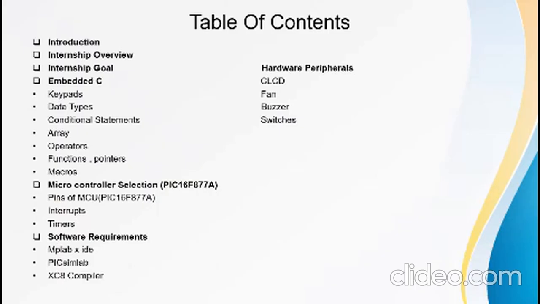First of all we will see the table of contents: introduction, internship overview, internship goal, Embedded C, which covers keypad, data types, conditional statements, arrays, operators, functions, pointers, macros. Microcontroller selection: we will use PIC16F877A, which covers pins of the MCU, interrupts, timers. The next part is software requirements: MPLAB X IDE, PICsimLab, XC8 compiler, and the peripherals which we use are CLCD, fan, buzzer, switches.